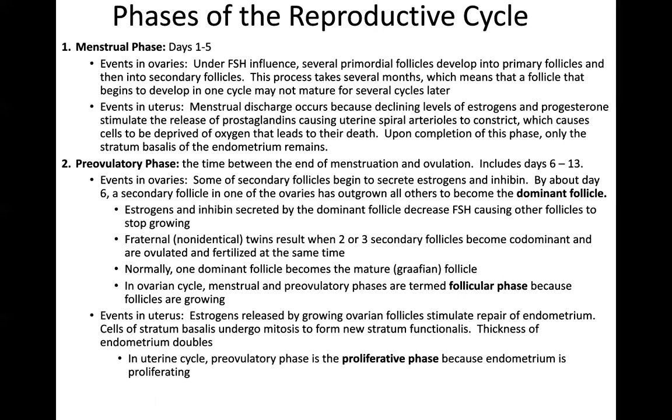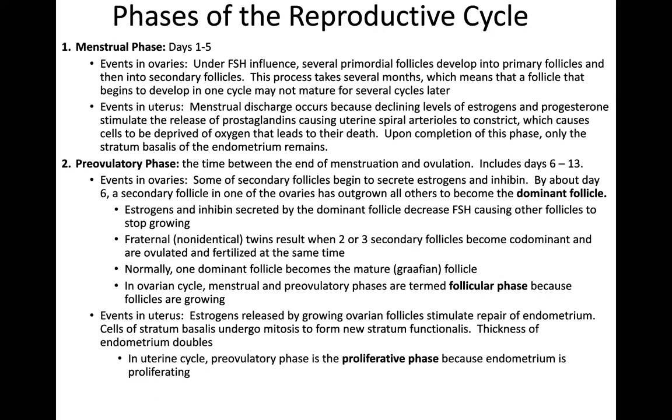Following that, the next week or so, days 6 through 13, we have what we call the pre-ovulatory phase. We call it the pre-ovulatory phase because it's before ovulation. So it is the time period between the end of menstruation and the beginning of ovulation. And in the ovaries, some of those secondary follicles begin to secrete estrogens and inhibin. By about day 6, a secondary follicle in one of those ovaries has outgrown all the others and has become the dominant follicle.